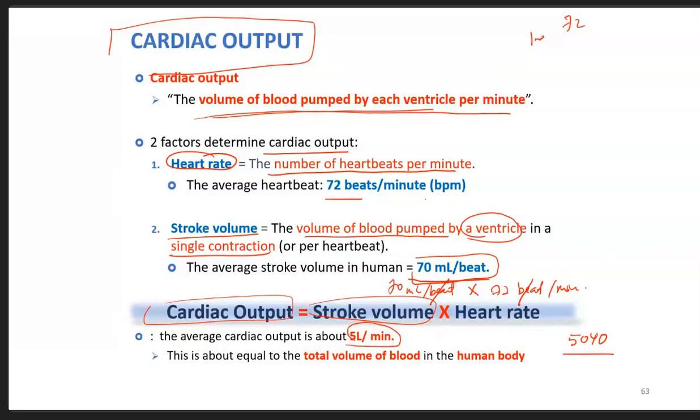Okay, that is the amount of blood, the total amount of blood for an average person. Okay, the average volume of blood in your whole body, which is 5 liters. So maksudnya dalam 1 minit tu jantung boleh pump the whole blood in your body. Okay, so the average cardiac output is about 5 liters per minute. It is about equal to the total volume of blood in the human body.